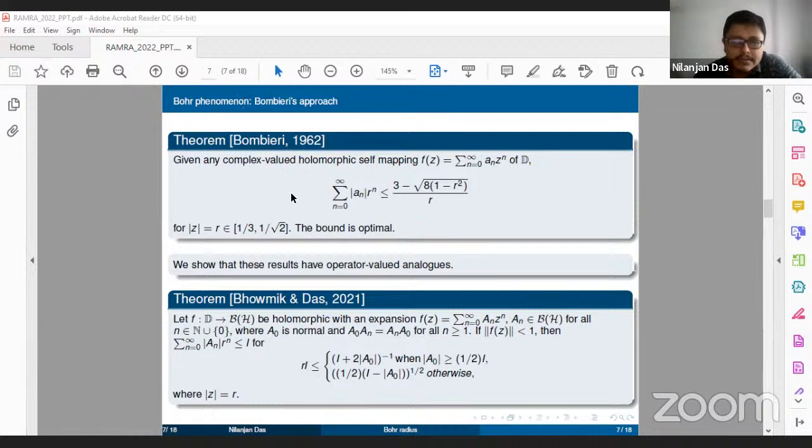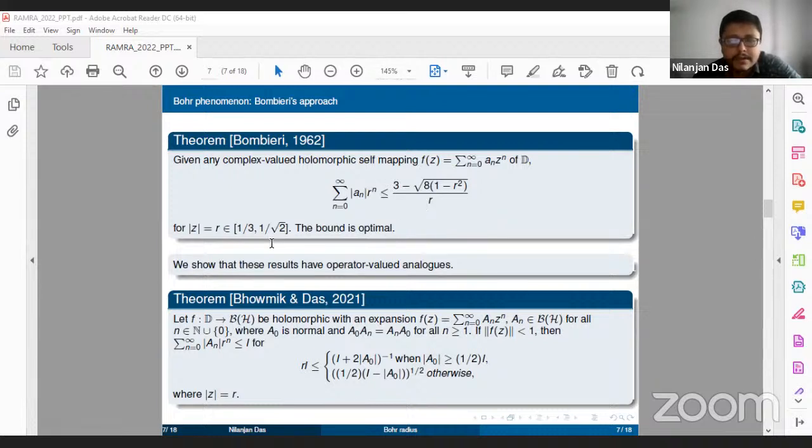So, I mean, the importance is actually this is giving the growth of the majorant series beyond 1/3 and up to 1 by square root of 2. Again, for r bigger than 1 by square root of 2, the exact quantity that should replace this term in the right-hand side, that is still unknown.